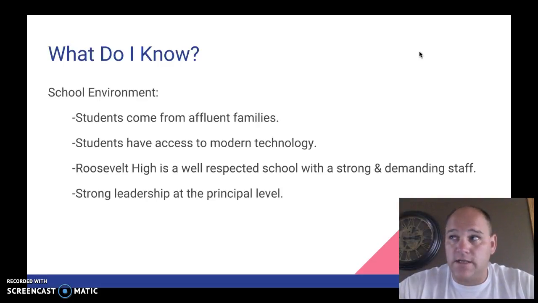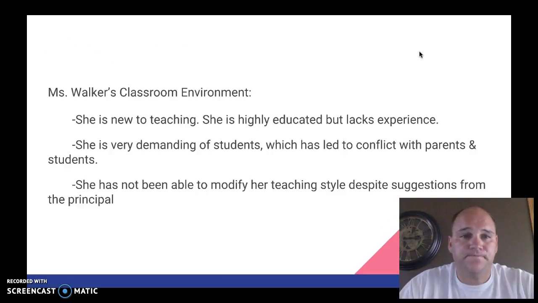The staff is considered to be exceptional in their teaching strategies. They're demanding of the students. They have high expectations. And this is largely due to the strong leadership at the principal level that have made this school well known in the area.